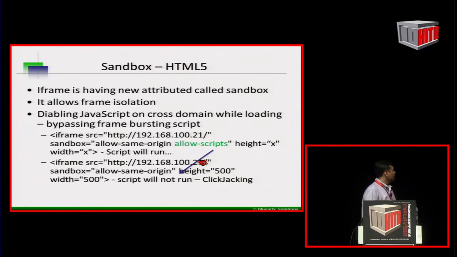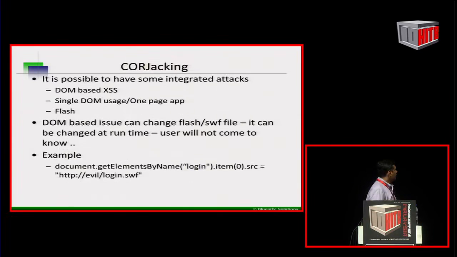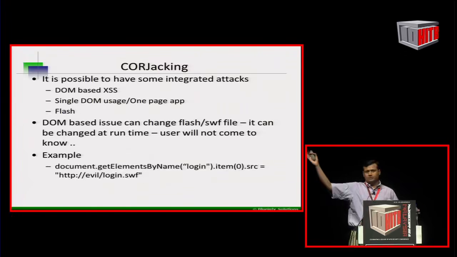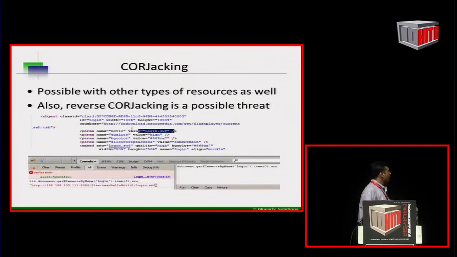For example, over here we have a DOM-based XSS, we have a single DOM usage, and then some kind of a Flash file sitting there. We can extract that particular Flash file using this call, document.getElementById login, item 0 src. So this is the actual login object. Now what we say is, change this object to some cross-domain resource. So what is going to happen is, over here you have a login SWF file, which is a valid SWF file coming from the domain, and now you're pointing it to something else.